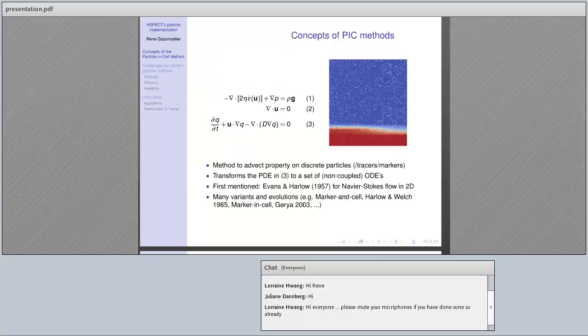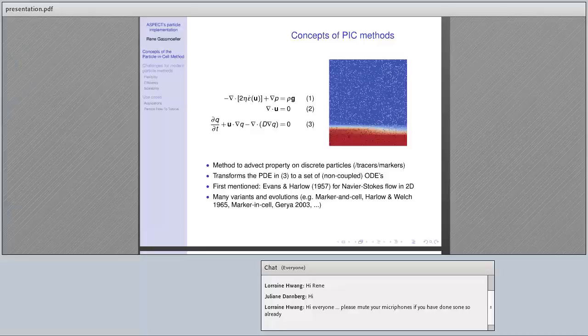So first, let's talk about the particle and cell method. In many domains of computational fluid dynamics, we want to solve a certain set of equations. And one part of the set of equations usually governs the flow of the material we are interested in. These would be, in this case, equations 1 and 2, which are a simplified Stokes equation that we often use in mantle convection simulations.